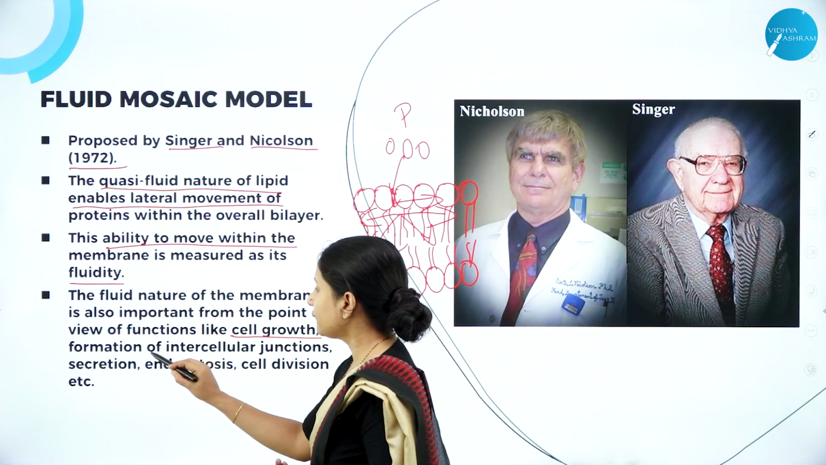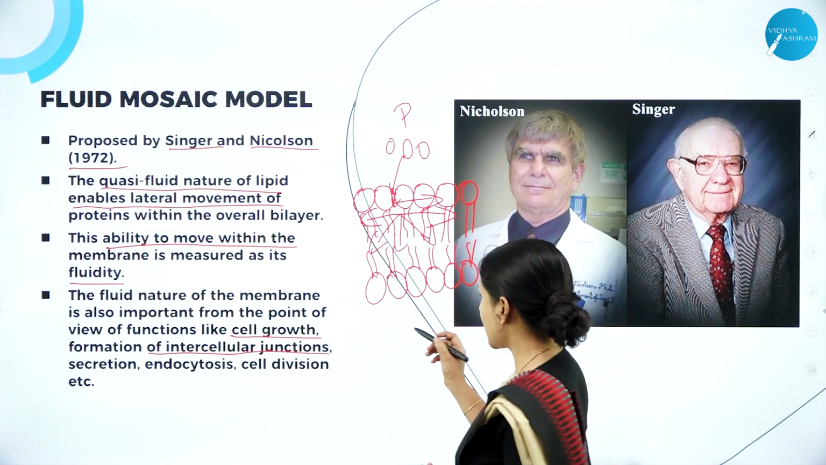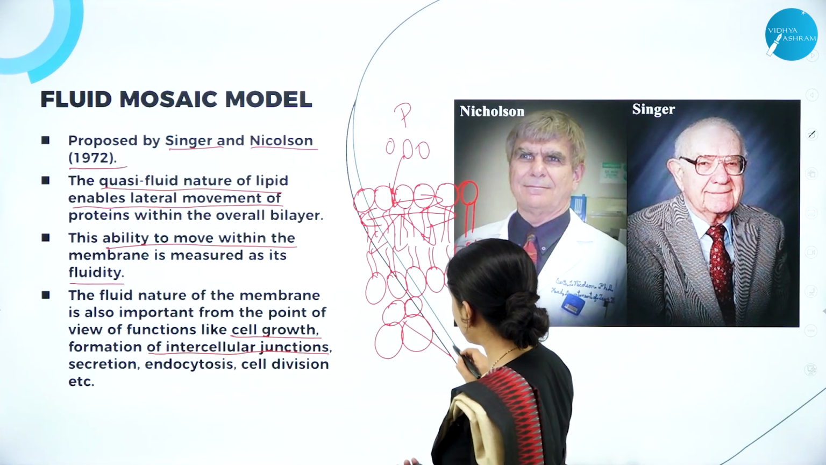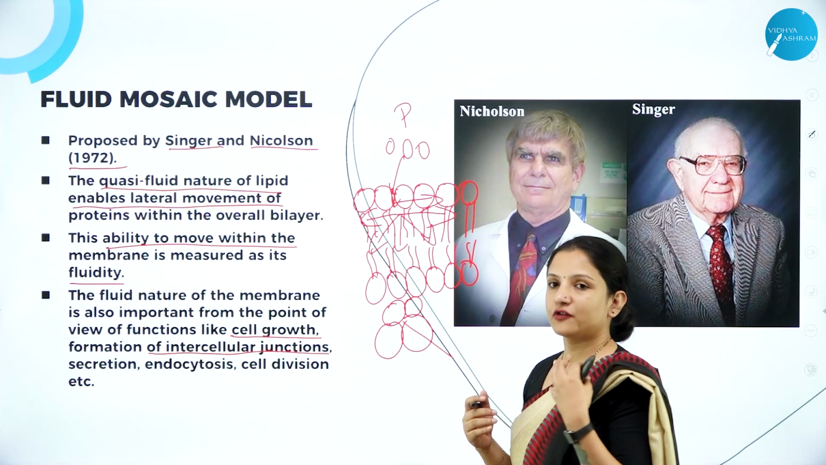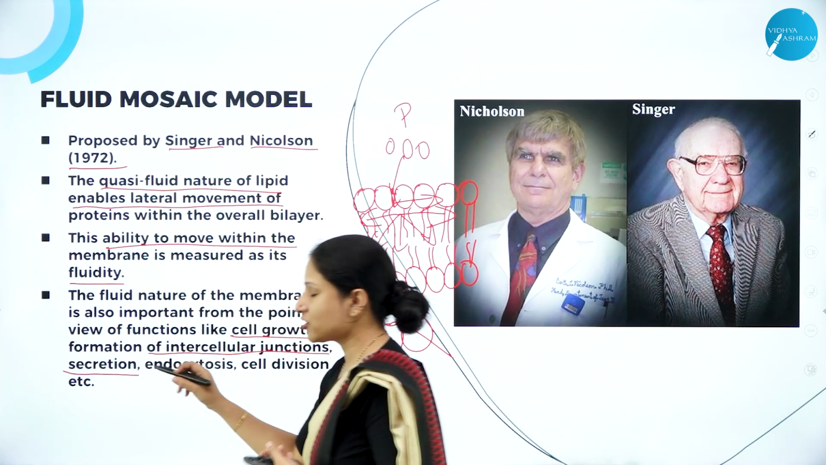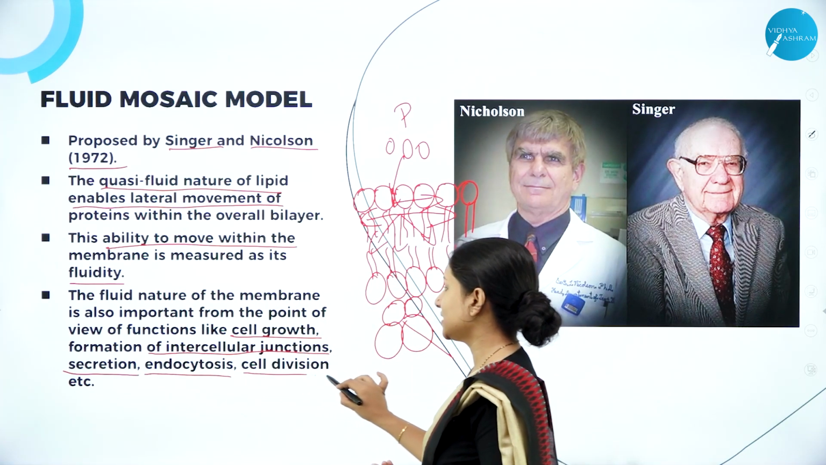It is important for the formation of intercellular junctions. Intercellular junctions between the cells means whatever gap is there between the cells. For that development, it is very, very important. It helps in the secretion of various substances. It helps in endocytosis. It helps in cell division.